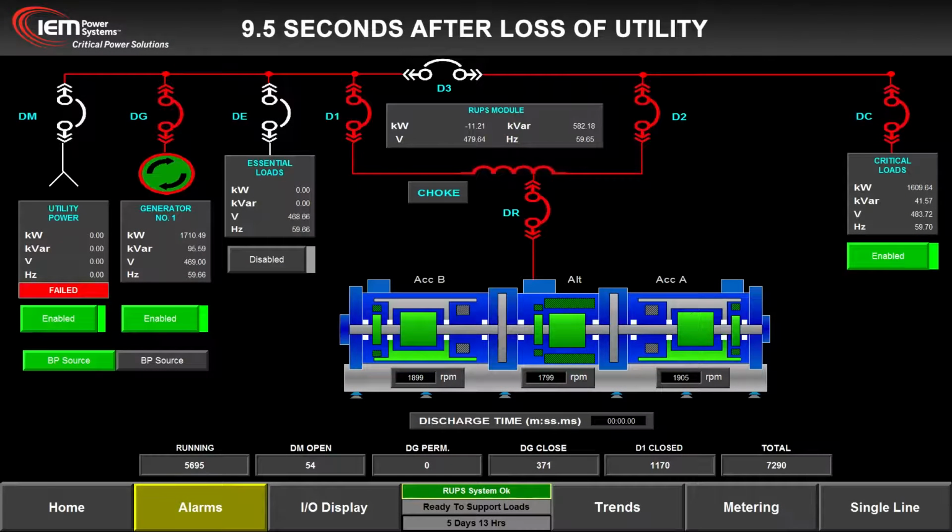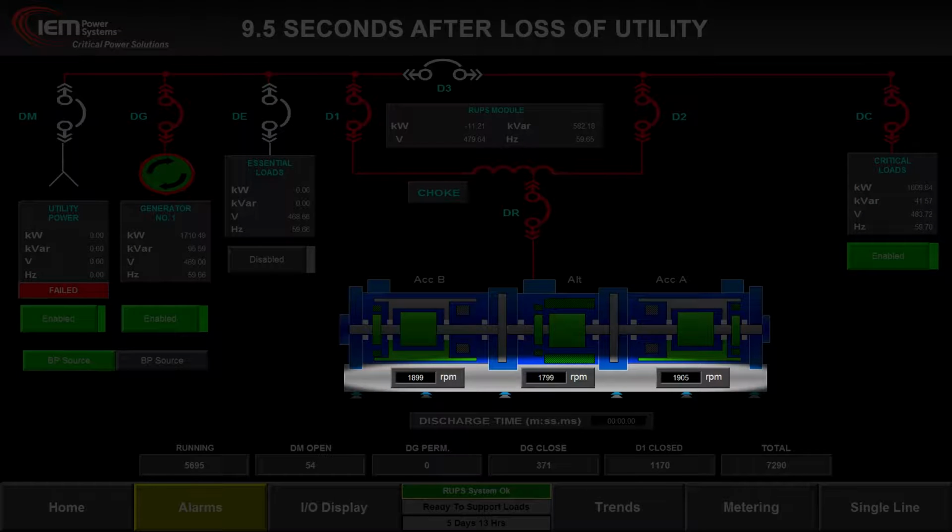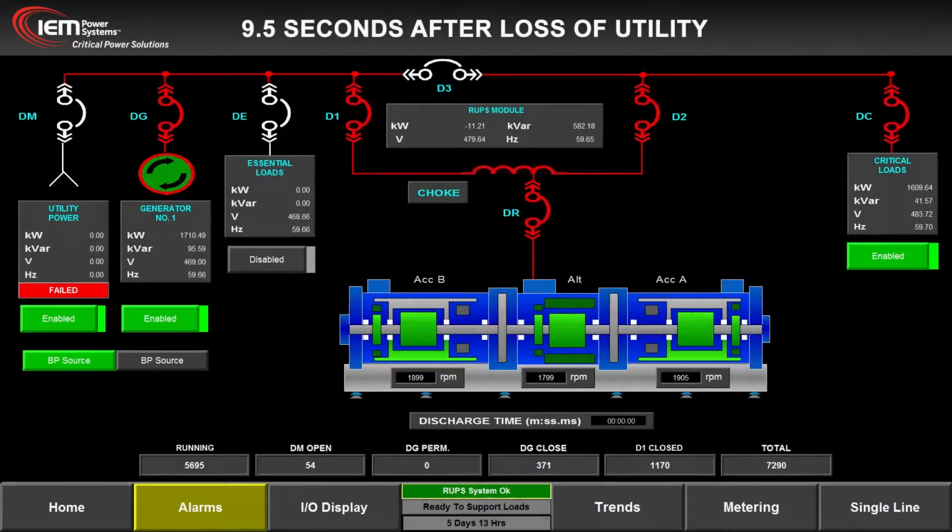9.5 seconds after utility power was lost. The diesel genset now provides all power to the critical load. The Rotabloc was almost completely discharged at 1900 RPM when the diesel genset had accepted the full critical load. Rotabloc recharge begins.